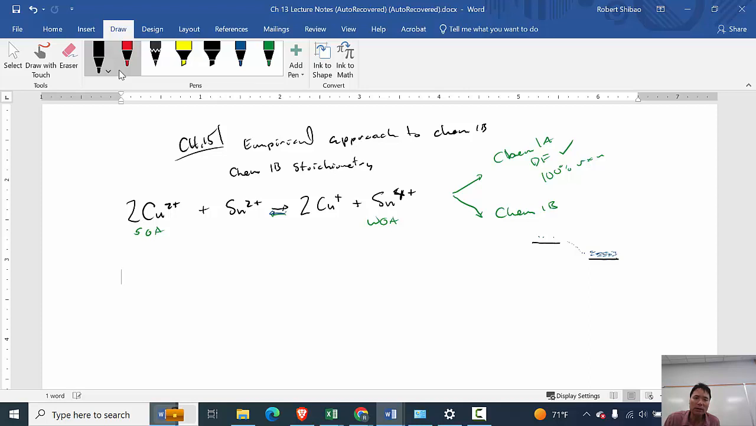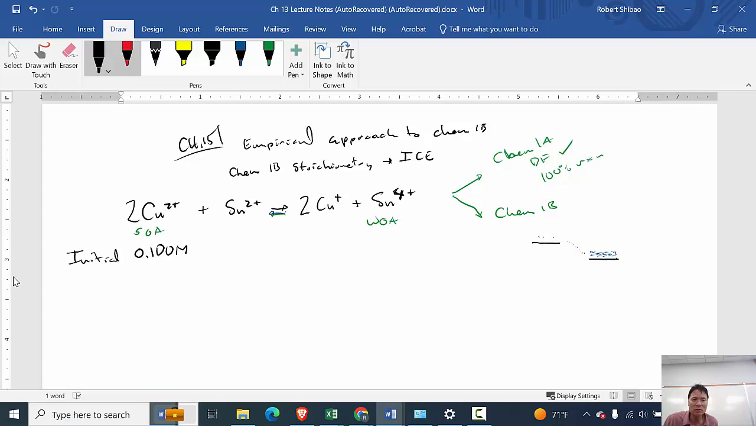In Chem 1B stoichiometry, we make something called the ICE table. The ICE table stands for initial. The other odd thing about Chem 1B stoichiometry is we don't use moles or grams or whatever else. We usually use molarity. So what I'm going to do is put 1.100 molar copper 2.